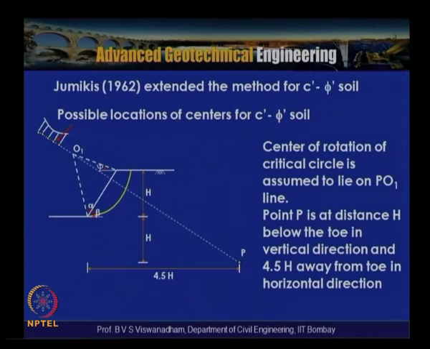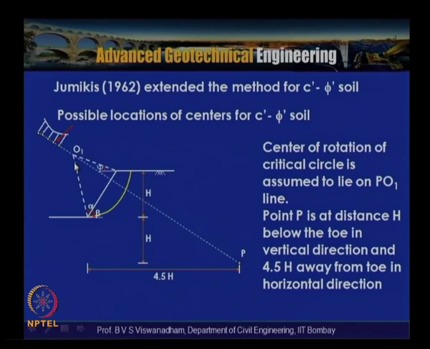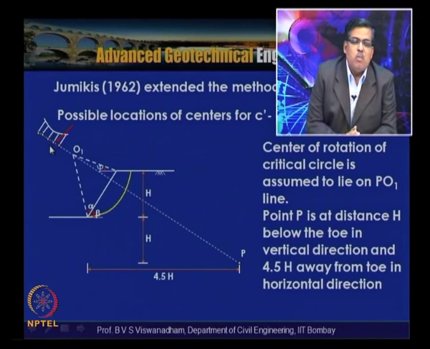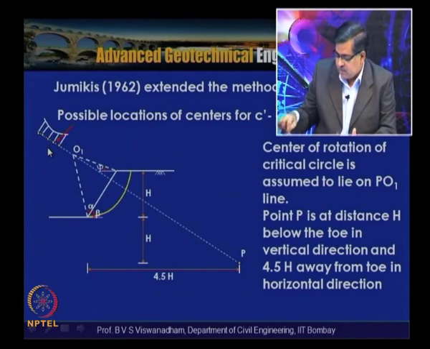Another conventional method was given by Janbu, for the possible location of centers for c dash and phi dash soil. The center of rotation of the critical circle is assumed to lie at point O1, and point P is at a distance h below the toe and 4.5 times the height towards the toe of the slope. When you draw the line, the envelope along it represents the different factors of safety, and the one which gives the least factor of safety is selected as the potential failure surface.